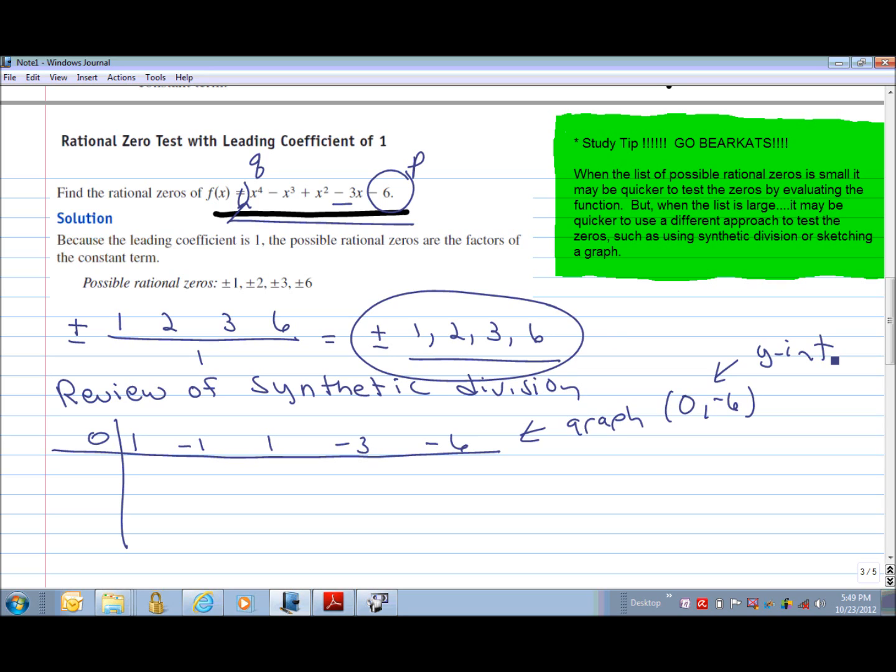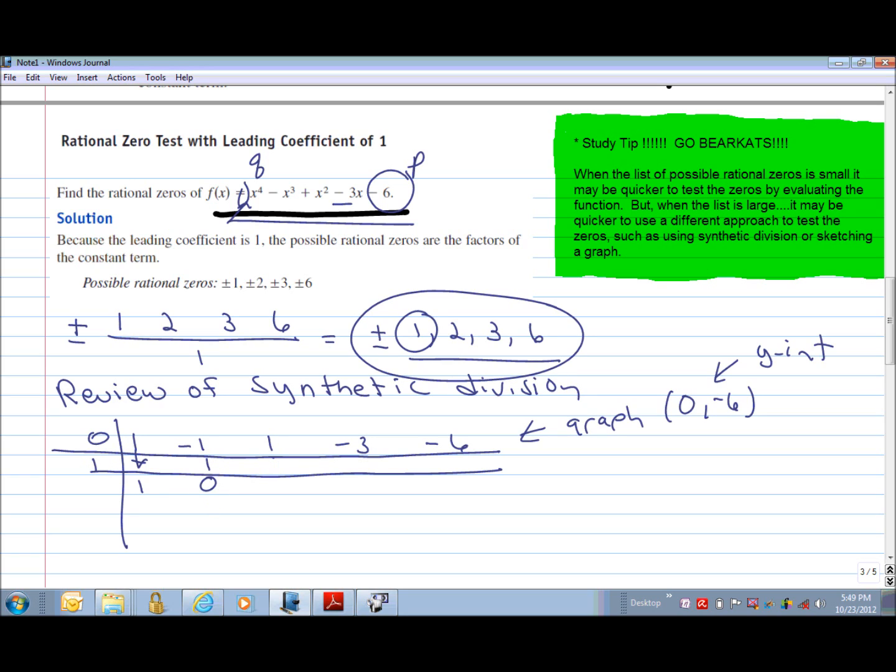All right, we're going to take values from our possible list right here, and we're going to start synthetically dividing by those values to see if we can find a 0. So I guess we'll just start with positive 1. So if I use 1, I'm going to draw a little line here. I would bring down this 1. I would multiply 1 times 1. That's 1. 1 and negative 1 together would be 0.